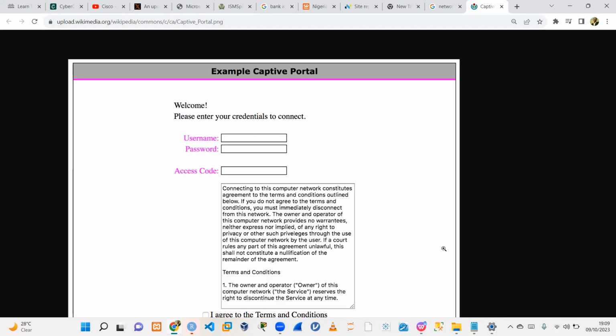Once you put it in and hit enter, then you have access to the internet. So this is a captive portal, right? So this can be an attack surface, true or false? Because this is a point of entry. So we mentioned the SSID, the open ports, the captive portal or login page.